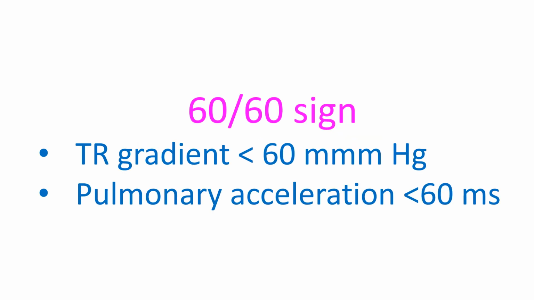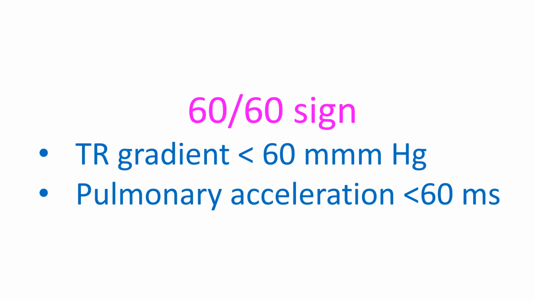60/60 sign in acute pulmonary embolism is a pattern detected by Doppler echocardiography indicating a disturbed right ventricular ejection pattern. The sign has two components. Tricuspid regurgitation jet gradient of less than 60 millimeters of mercury, corresponding to TR velocity less than 3.9 meters per second. Pulmonary flow acceleration time of less than 60 milliseconds.